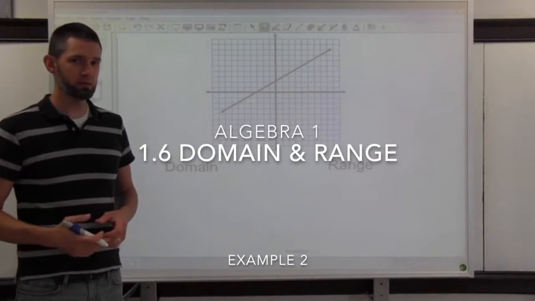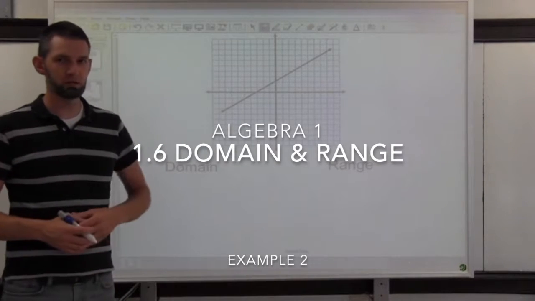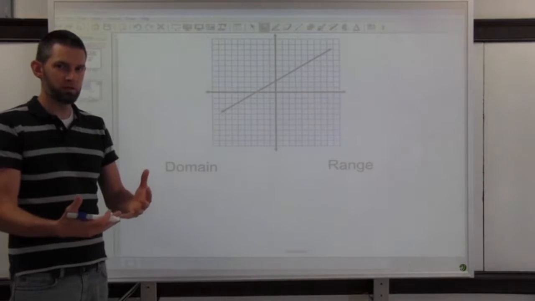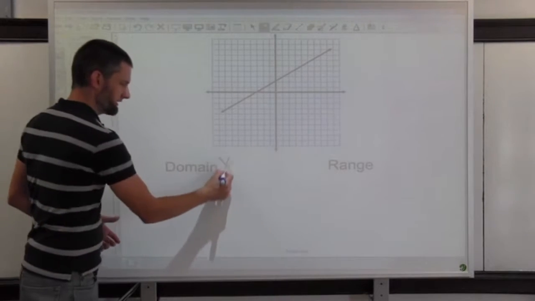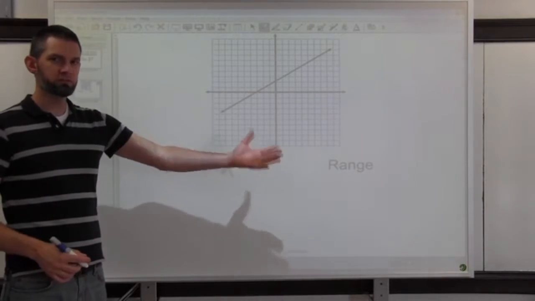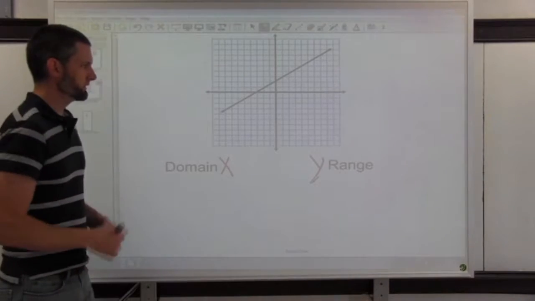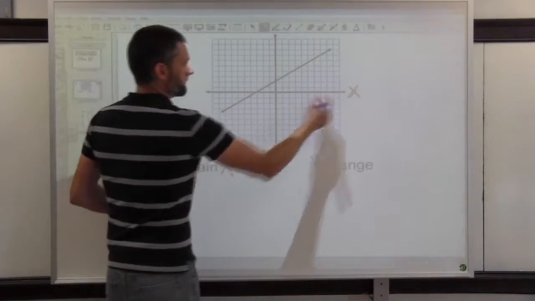Let's talk about the domain and the range when we're talking about a graph. Again, we have the domain, which is the independent values, the values that go in. It's usually x. The range is the dependent values. That's the values that come out for y. So let's first think about the domain being x.